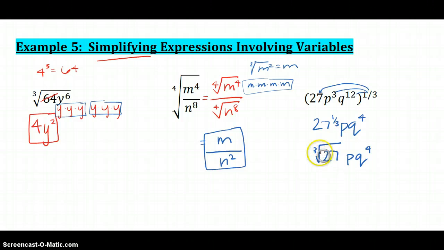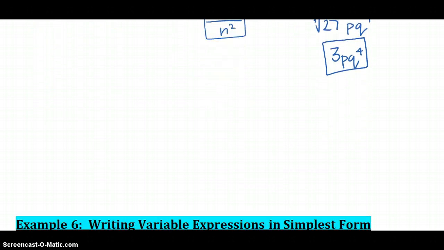Cube root of 27 is asking what times itself 3 times gives you 27. Well, that would be 3. So your answer is 3p q to the 4th. So just take these all in pieces, one step at a time.